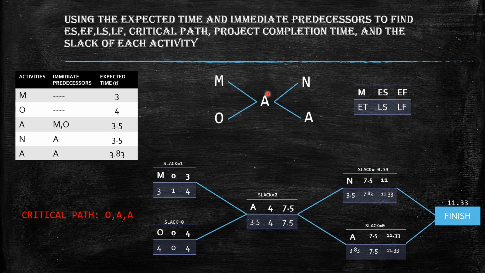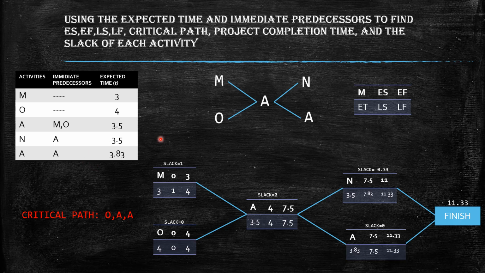Now, let's get the earliest start, earliest finish, latest start, latest finish, critical path, project completion time, and also the slack of each activity using the expected time and immediate predecessors. So here, this diagram was made from the past diagram that we tackled. So we have here the given immediate predecessors and also the expected time.